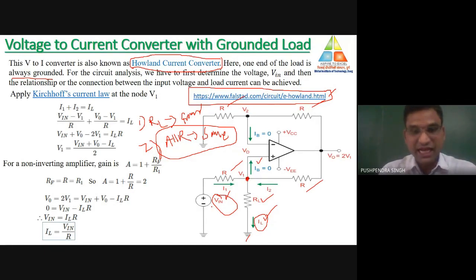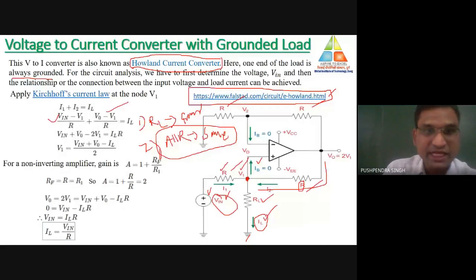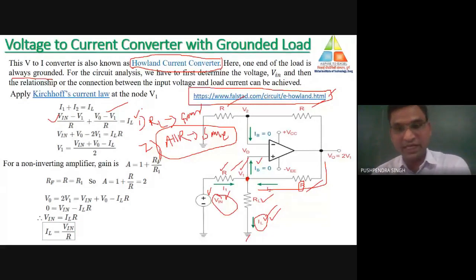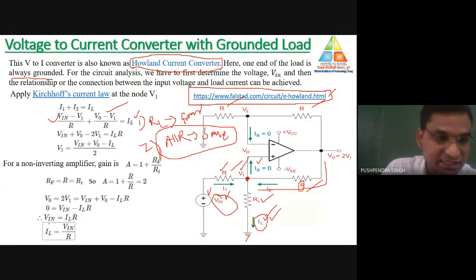Now what is I1? I1 is equal to Vin minus V1 divided by R. What is I2? From the output terminal to the V1 terminal: V0 minus V1 divided by R. So (Vin minus V1)/R plus (V0 minus V1)/R is equal to IL. We are not changing the value of IL because we are converting the input voltage into load current. That's why we need to keep IL in the derivation. So we are not changing IL in terms of voltage and resistance. So this is the relationship over here.